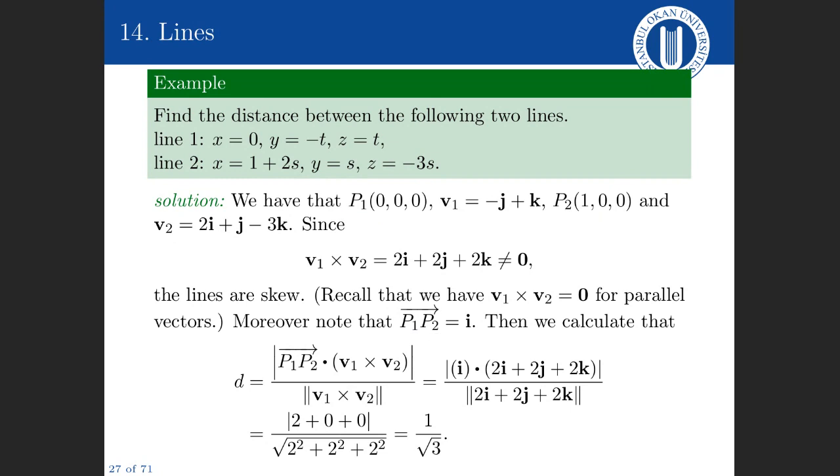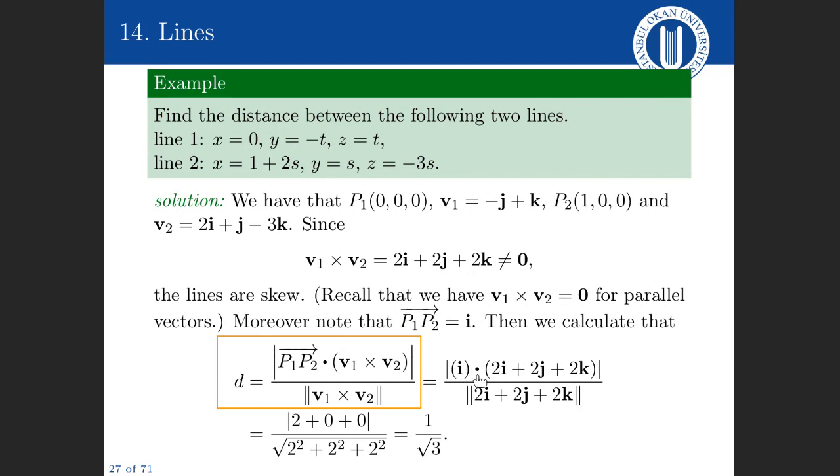The formula from the previous page, the formula which you will remember for the exam, or you will make sure you write down and have next to you for the exam. Absolute value of P1P2 dot V1 cross V2 divided by the norm of V1 cross V2. Put in everything that we have. We have i dot 2i plus 2j plus 2k divided by the norm of 2i plus 2j plus 2k.